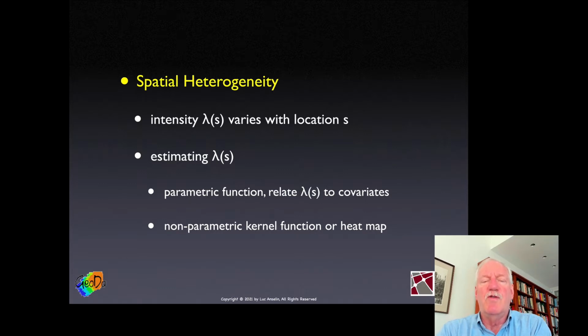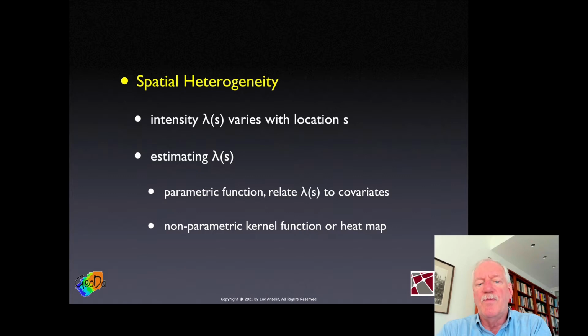So if you recall, one of the interpretations of the probability map is that an indication of potential spatial heterogeneity is that, namely, the intensity is not constant over space. So if it's not constant, how do we estimate it? There are many different parametric models or parametric functions, which means that the function lambda S as a function of S is a fully specified function with parameters.